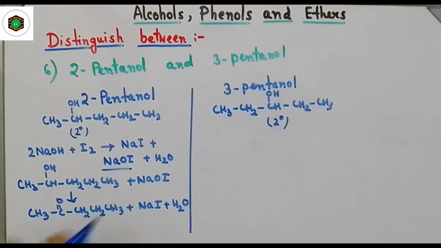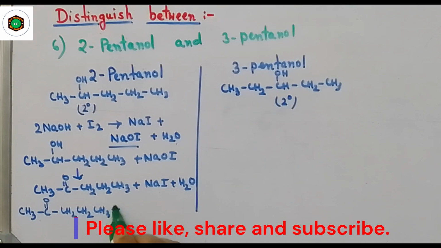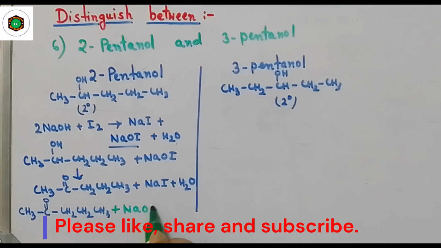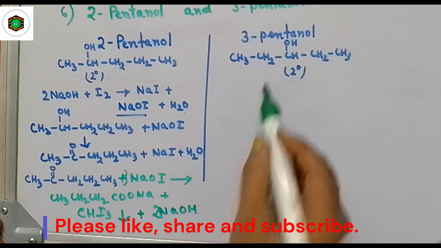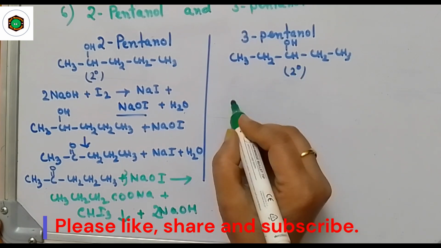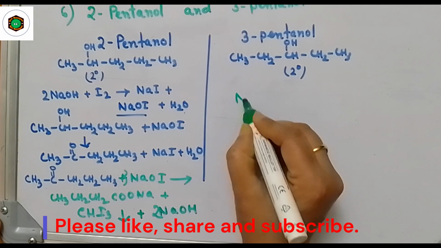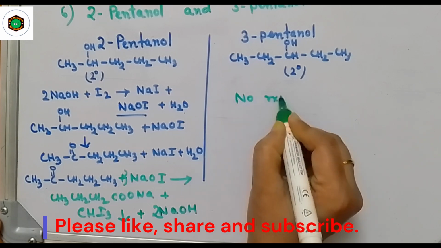So now this is ketomethyl group. So it will react with sodium hypoiodide. We will get from this part CH3 CH2 CH2 COONa. Plus from here you will get yellow precipitate of iodoform. But since here no ketomethyl group is there, so with this reagent there is no yellow precipitate, no reaction.